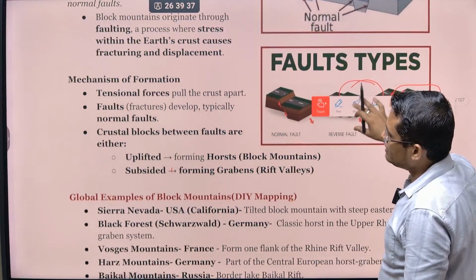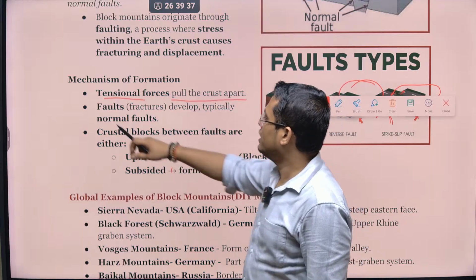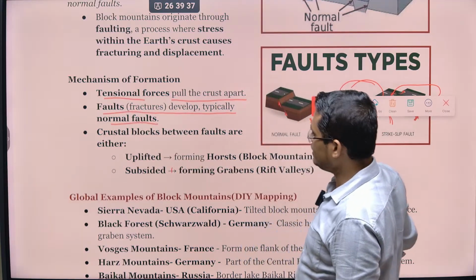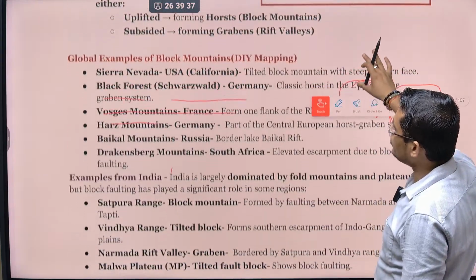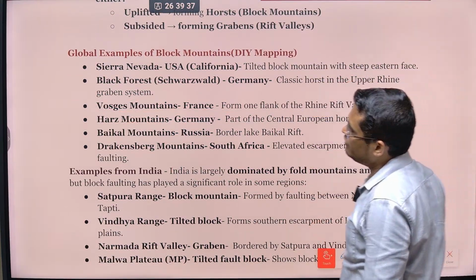Okay, so you can see the tensional force pulls the crust apart and fault fractures develop, forming a normal fault. So what kind of fault is it? Some examples of block mountains that are found in different regions.